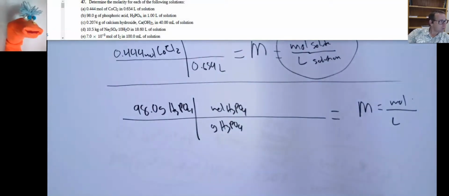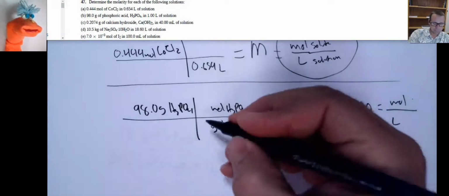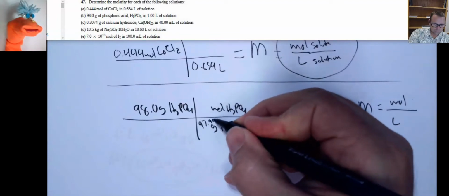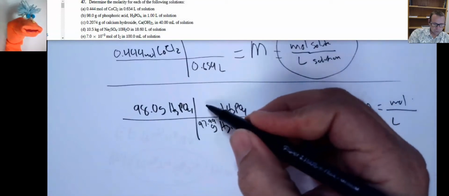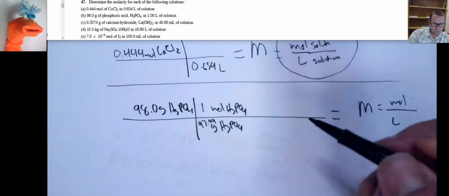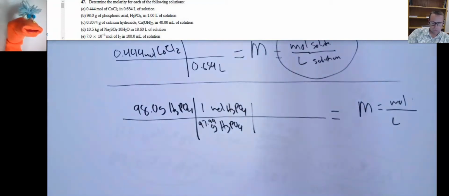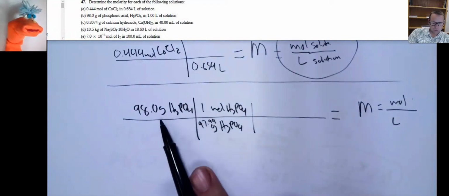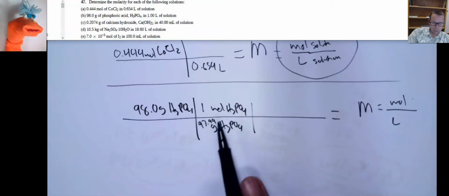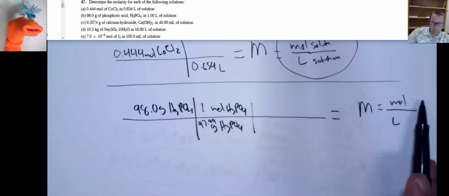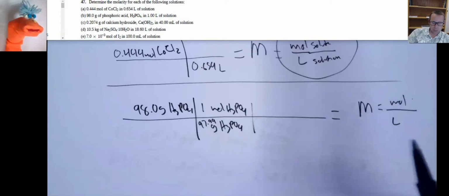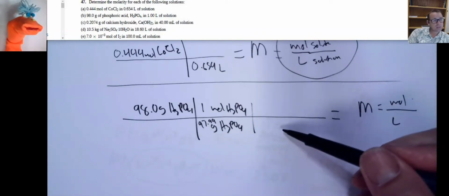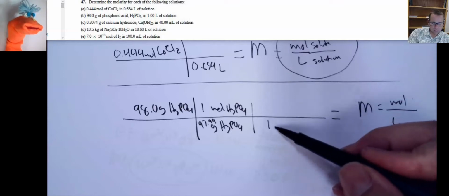All right, I'll use Google here. Molar mass of phosphoric acid? 97.99 grams. The molar mass is obtained by adding up the average atomic masses of these atoms. Okay, molar mass of H3PO4. We start with that many grams, and now I've converted it to moles, and that's what I want: moles of my solute, which is the phosphoric acid. The resulting liters of solution is 1 liter.